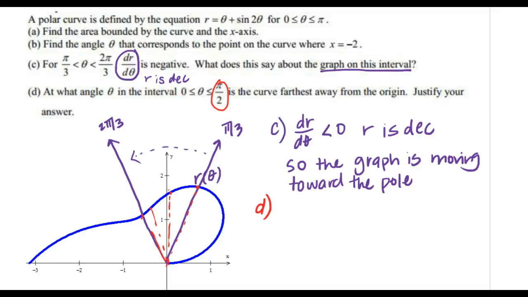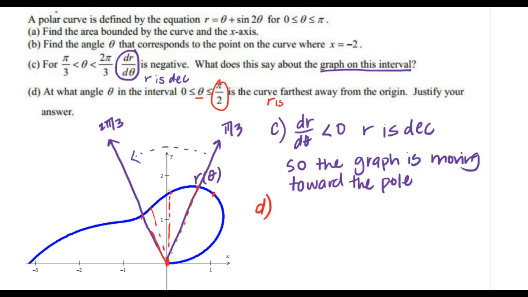Justify your answer. So I'm looking for the angle where the curve, where the r value, the curve r, is furthest away from the origin. So in other words, I'm trying to maximize r. When is r the absolute furthest possible point away from the origin, the pole? So it looks like it probably happens somewhere about here. So I'm going to need to justify that though.